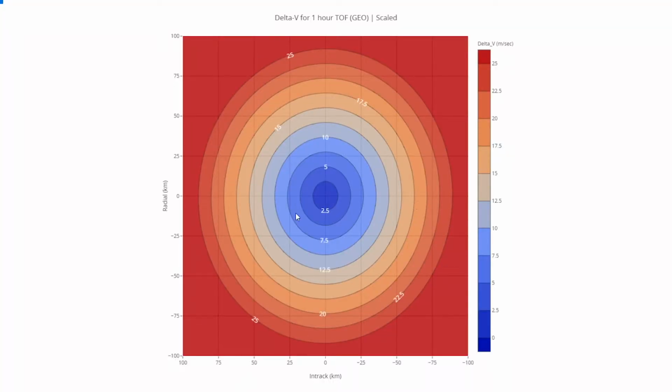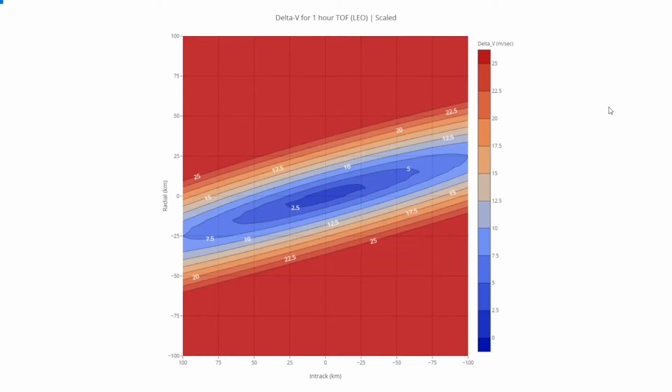As you can see, a 1 hour time of flight at GEO is very symmetric around in-track and radial. 25 meters per second gets you about 90 kilometers in any direction, but a 25 meters per second burn in 1 hour time of flight cannot cover a full 100 by 100 kilometer space. In fact, at no point in this time of flight could it get 100 kilometers away from its target in only 1 hour. Switching over to LEO, you can see that the chart looks dramatically different.